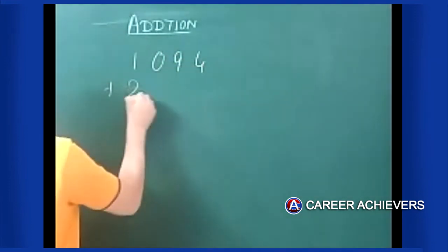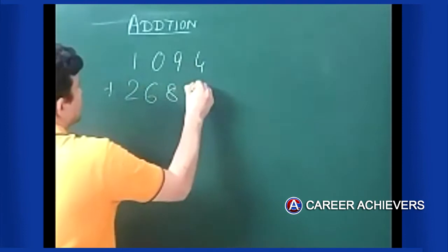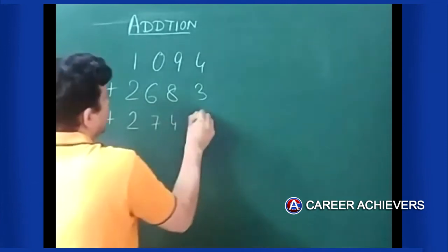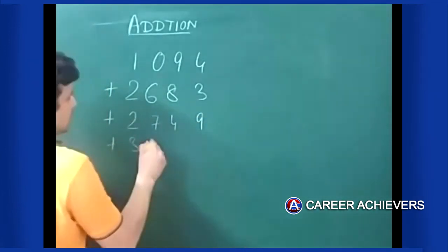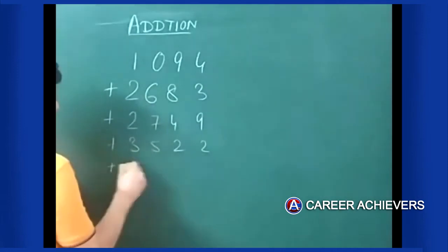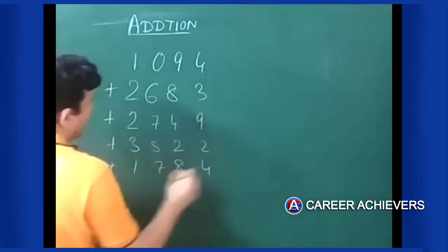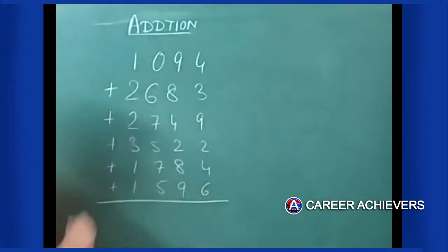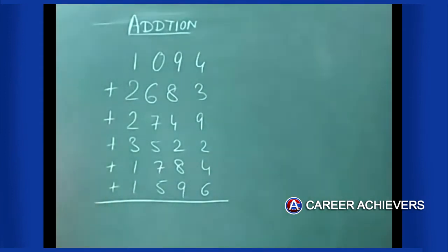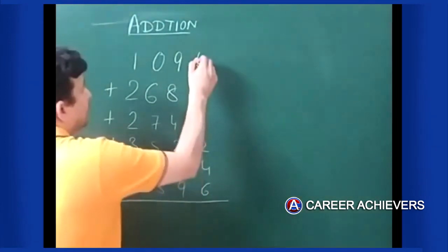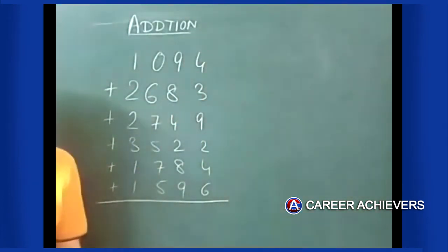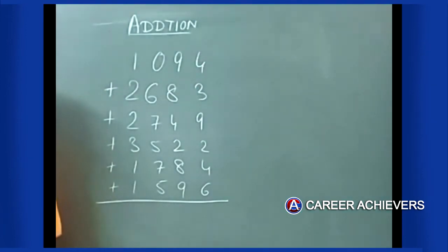1094 plus 2683 plus 2749 plus 3522 plus 1784 plus 1596. So when we add these numbers, what we have to do, we'll start from the top, and whenever we cross the sum as 10, we will put a dot over here, okay?